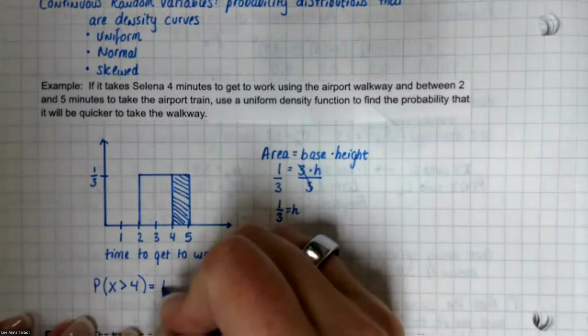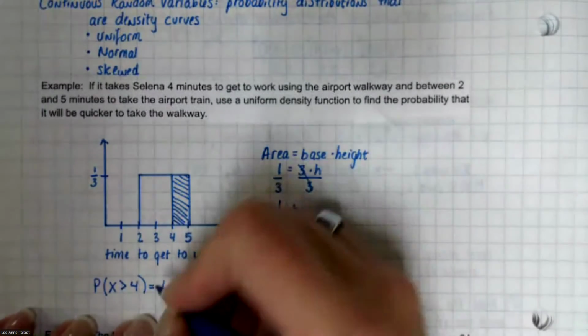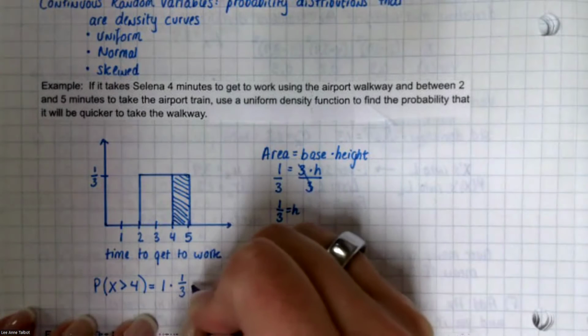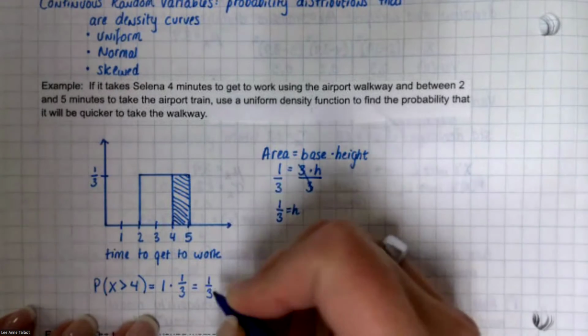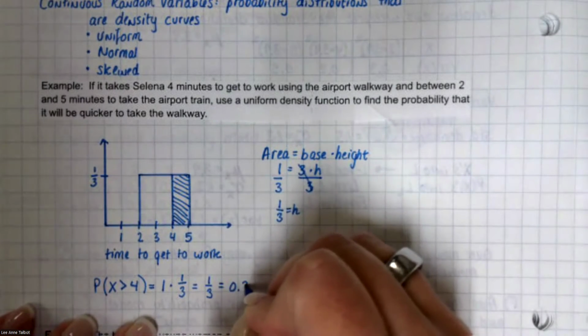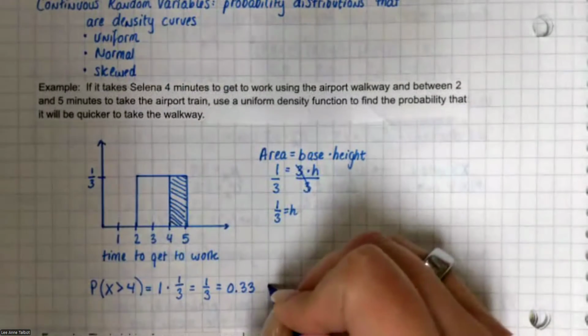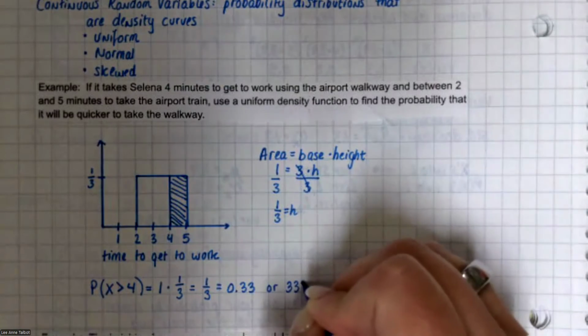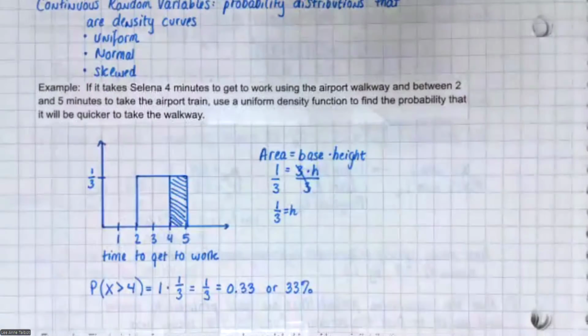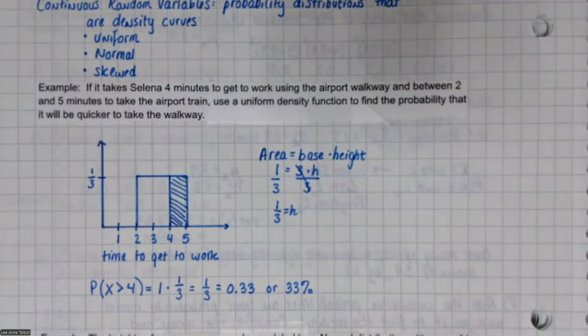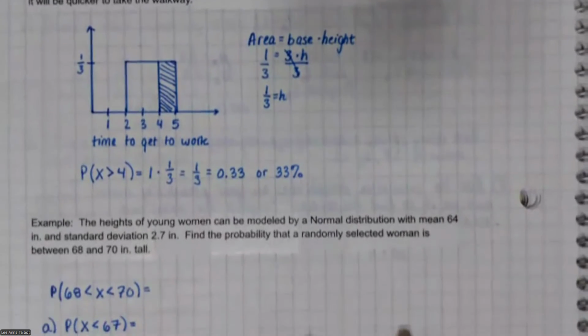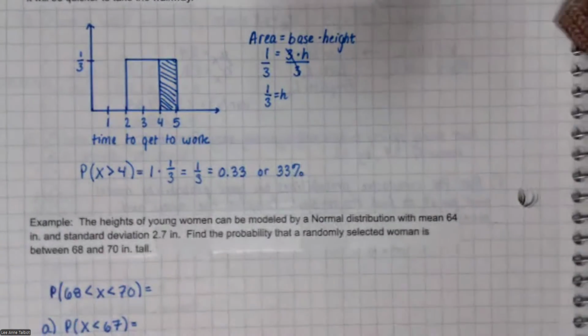Okay, so we want to find the area of this rectangle. The base is 1. The height is 1/3. So the probability is 33%. The math on that, super easy. Deciphering the problem, not easy. Okay, and then this is the end.